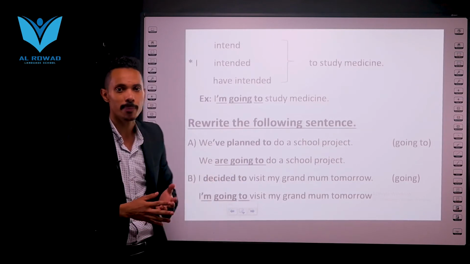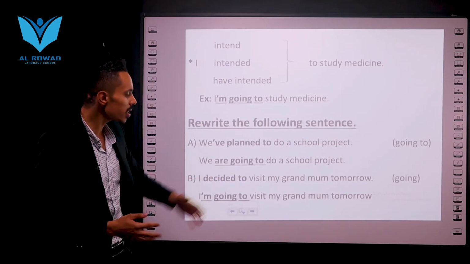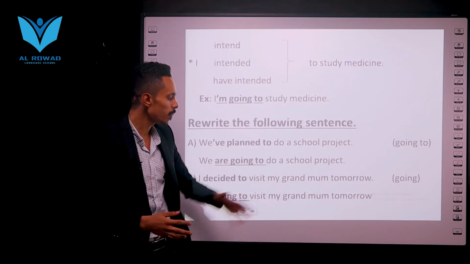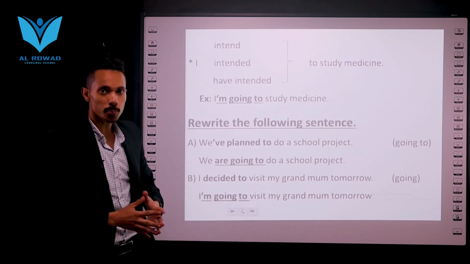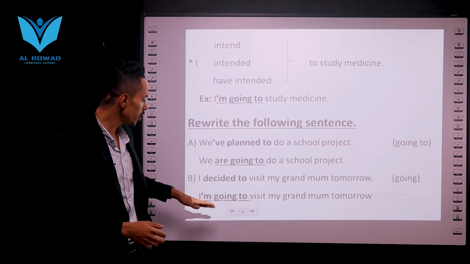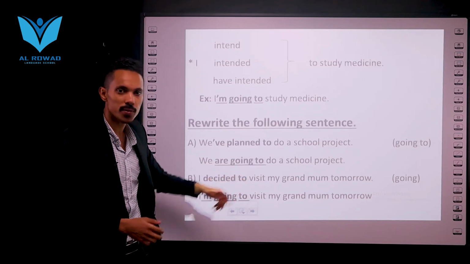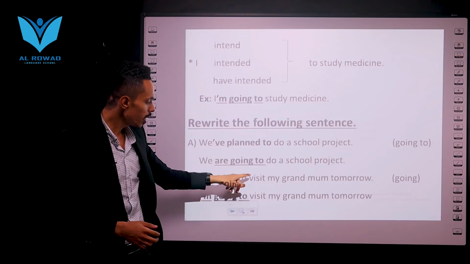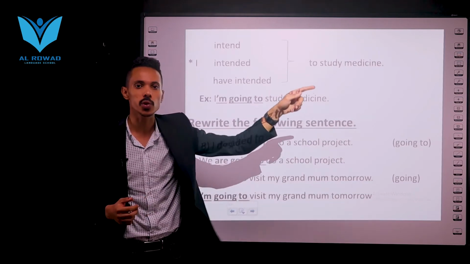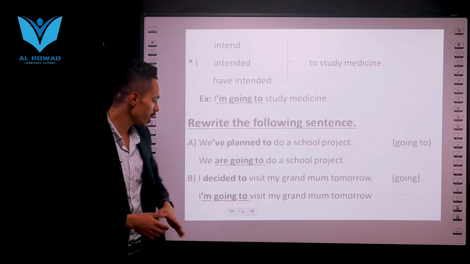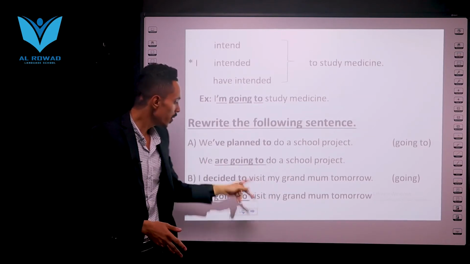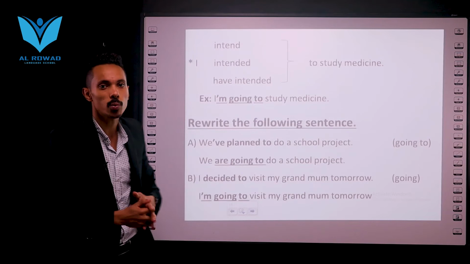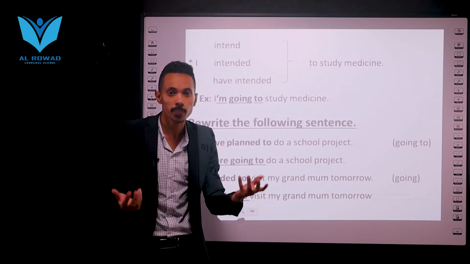The second example here: I decided to visit my grandmom tomorrow. So here, it's a future plan because I have "decided to" plus an infinitive verb. And this is the verb that I decided to do in the future. So I can also say, I'm going to visit my grandmom tomorrow. These two ways are ways to talk about future plans.